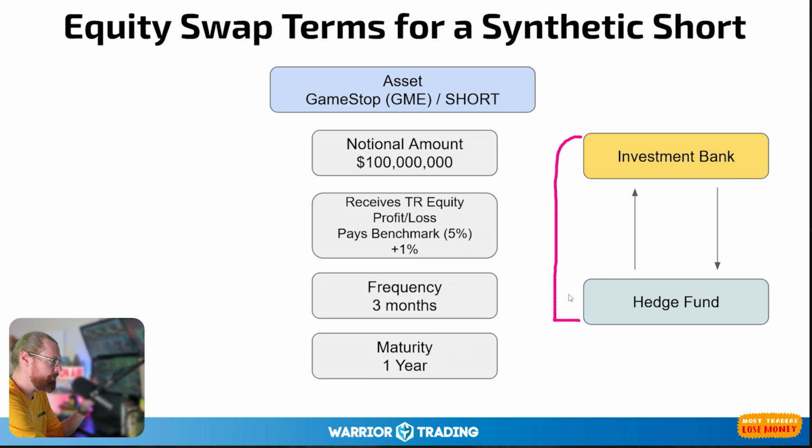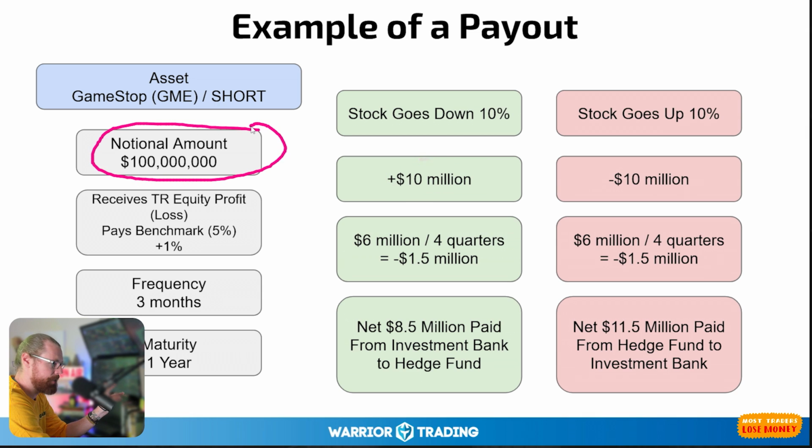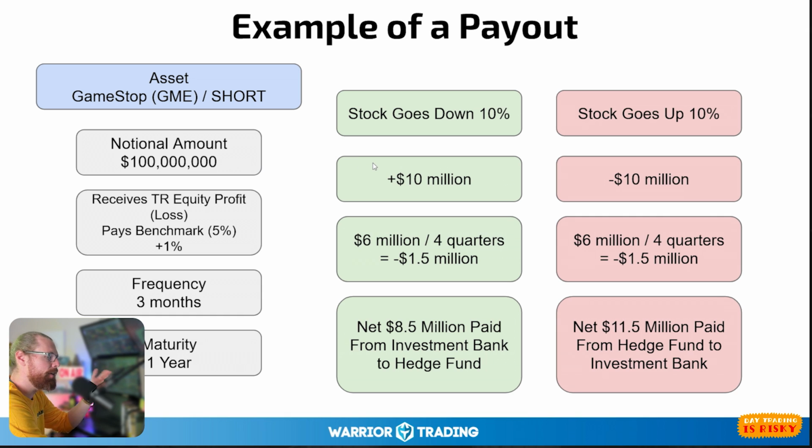Now, some of this might be a little confusing, so let me show you an example of what a payout would look like. Let's say, for instance, that GameStop goes down 10%. If it goes down 10% on a $100 million position, they're up 10 million, right? The hedge fund is now up 10 million on the swap. In this arrangement, the stock goes down, the hedge fund is up 10 million because they effectively agreed with the investment bank that they're short $100 million of stock. So when the stock goes down 10%, they're up 10%. If the stock goes up 10%, then the hedge fund is down.